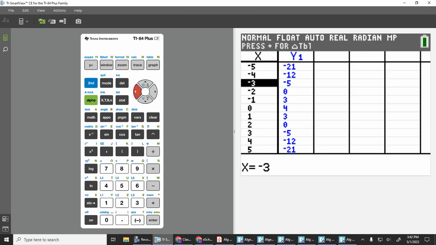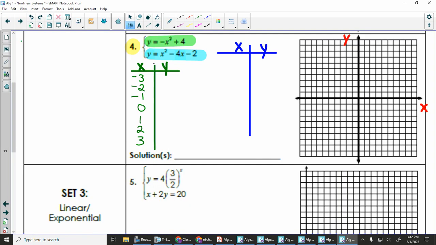Okay, so we have -5, 0, 3, 4, and then the pattern repeats backwards. 3, 0, -5. So now I'm going to go over my graph and I'm going to plot those. So we got -3, -5, -2, 0, -1, 3, 0, 4, 1, 3, 2.